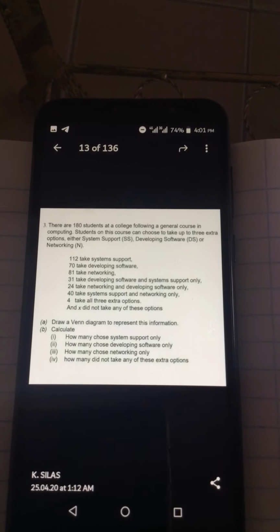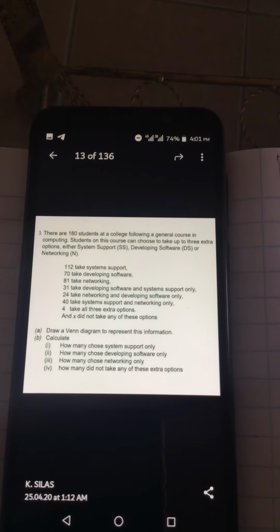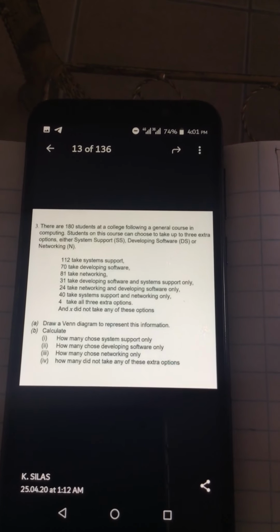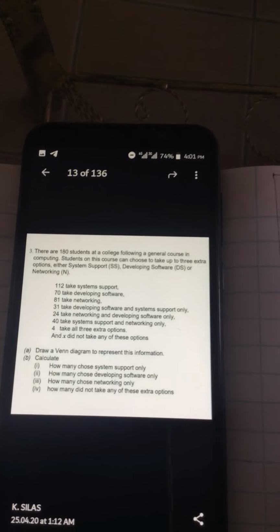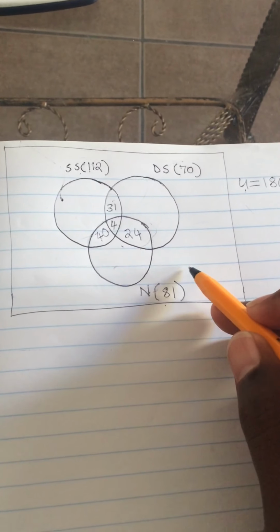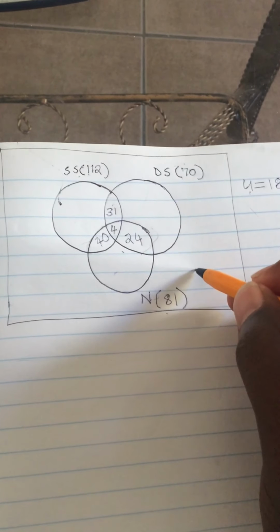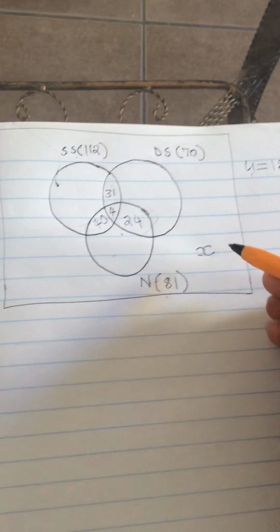So they said draw a Venn diagram to represent this information. And x did not take any of these. So x didn't take any of these. And the students that don't take any of the extra subjects, you write them back into the universe. So you just write it in the box here, in the universe, you write x.